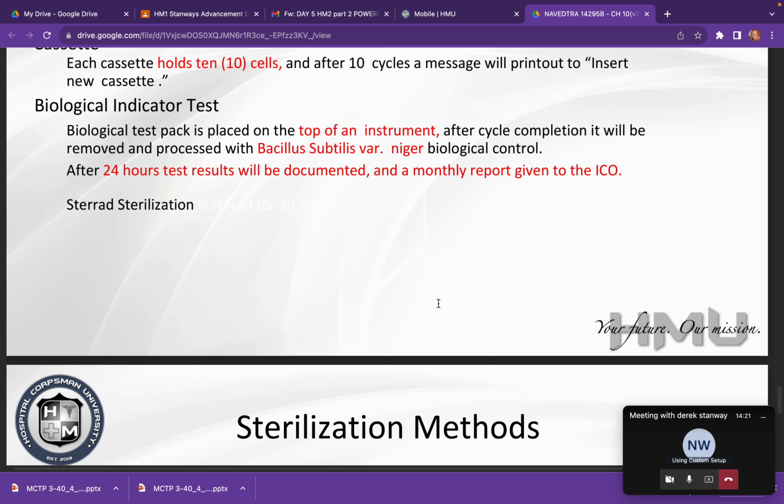That's where those lot numbers come into play. If somehow somebody's not paying attention and they release a bunch of loads without that test being read, now we can recall all those loads back. And every load that you put in will have a biological in there to be tested.